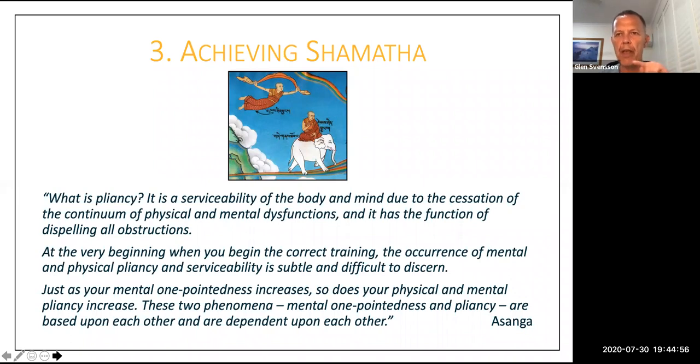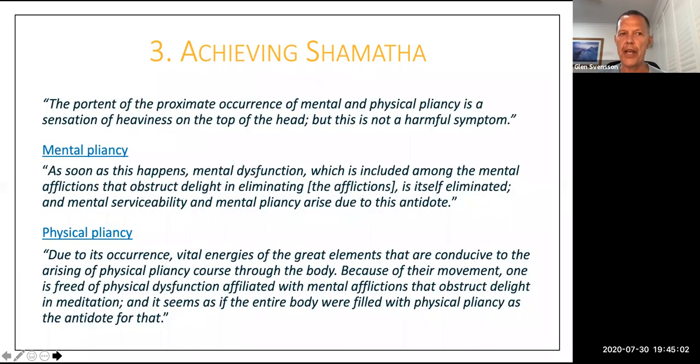But let's see now what specifically happens going from stage 9 to shamatha. So then in Asanga's text, he says, the portent of the proximate occurrence of mental and physical pliancy. So just before you achieve this pliancy, you have a sensation of heaviness on the top of your head. But this is not a harmful symptom. So we just notice some heaviness on the top of our head. And he says, as soon as this happens, mental dysfunction, which is included among the mental afflictions that obstruct delight in eliminating the afflictions, is itself eliminated, and mental serviceability and mental pliancy arise due to this antidote. So following that sense of heaviness, mental pliancy arises.